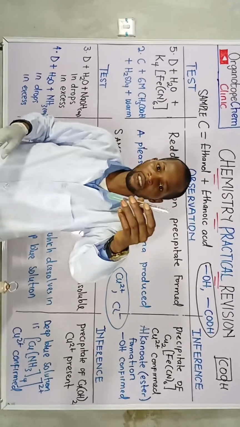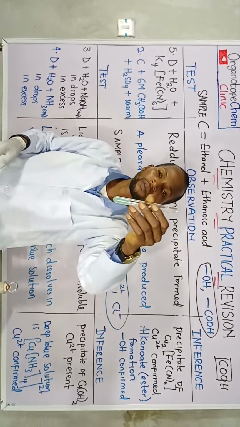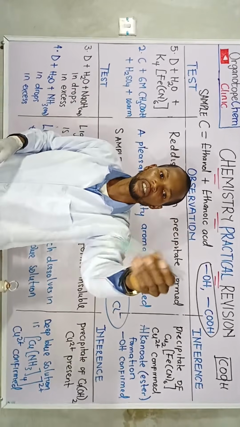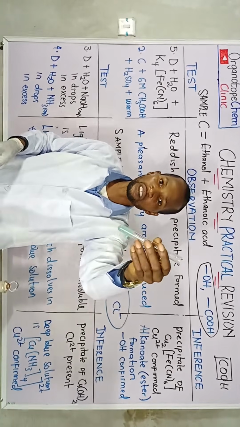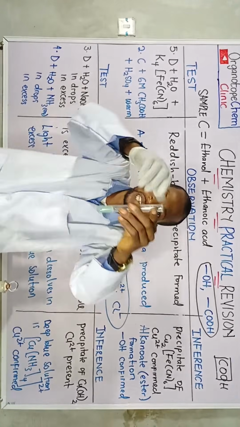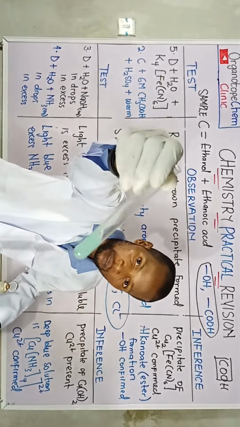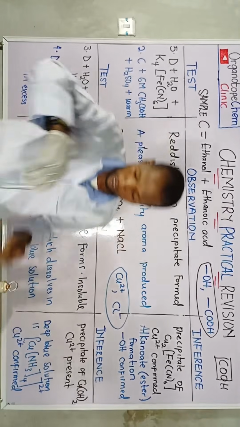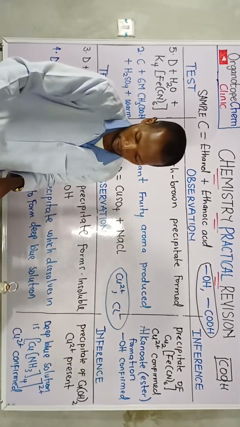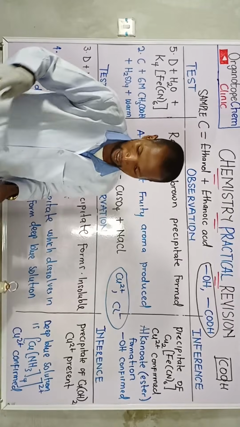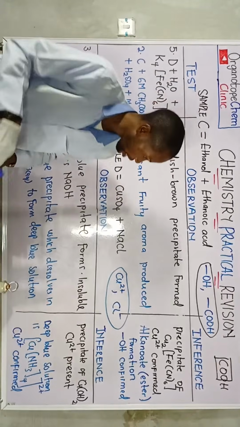So the next thing, after we've added the AgNO3, which is the silver nitrate, we observe a precipitate. This is the white precipitate. Can you see particles there? So let us write the test.